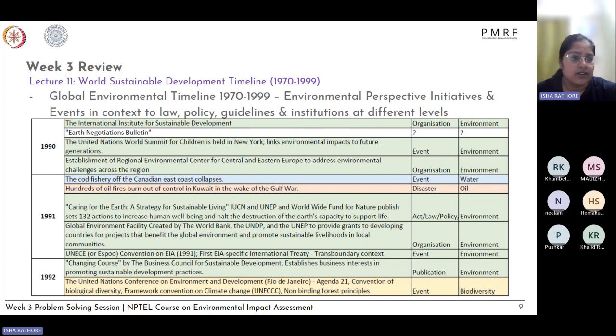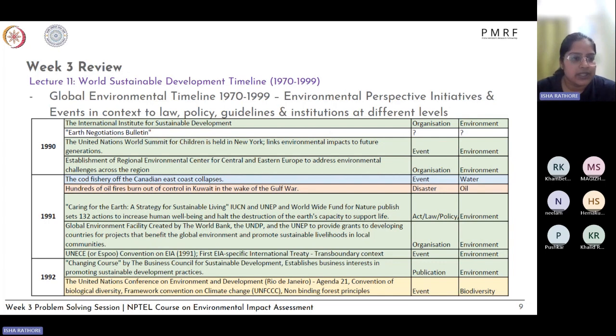We also had Caring for the Earth, a strategy for sustainable living, which IUCN, UNEP and WWF published, in which they put out 132 actions to increase human well-being and halt the destruction of the environment and the Earth's capacity to support life. We also had the Global Environment Facility, which was created by the World Bank, UNDP, and the UNEP, which gives out grants to developing countries for projects which benefit the environment and promote sustainable livelihoods in local communities. So they had this Global Environment Facility, which was created by these three organizations.